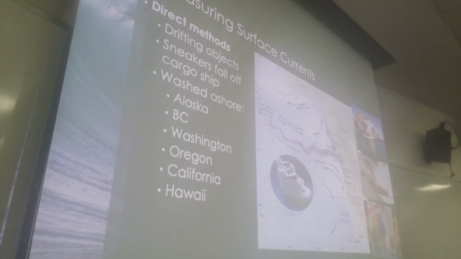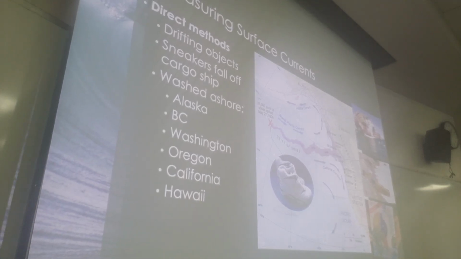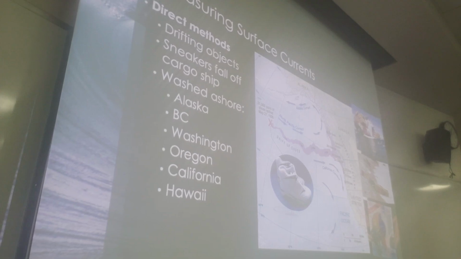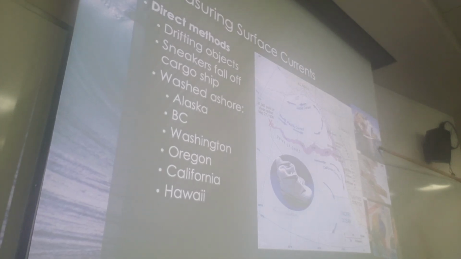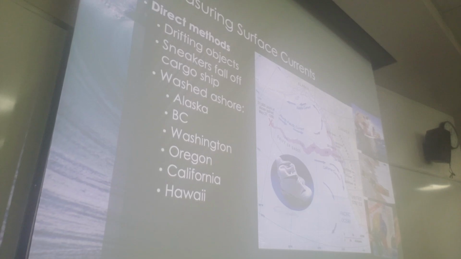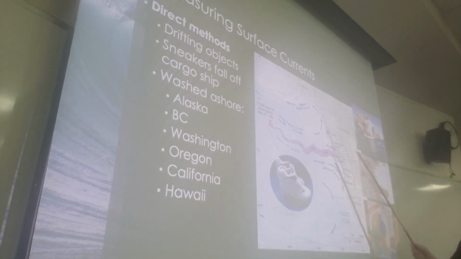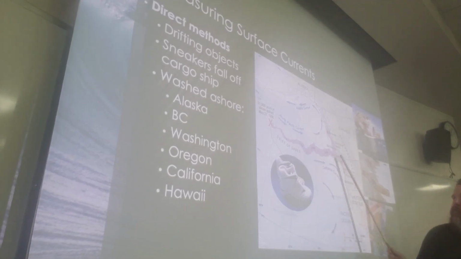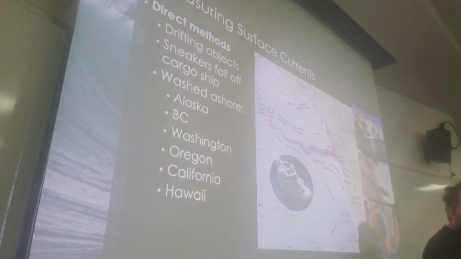Another famous, funny example of Lagrangian methods is when objects are dropped into the ocean by accident. These cargo containers fall off all the time, and stuff falls out of them and floats away. So just by tracking the motion, in this case it was sneakers, you can look where the sneakers go and infer something about the currents.